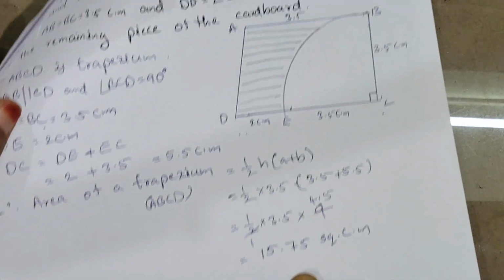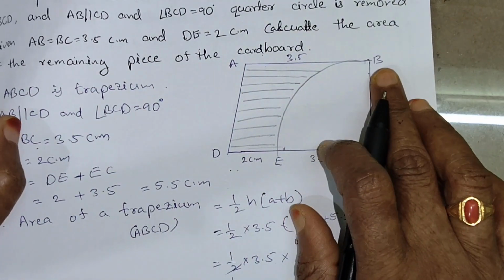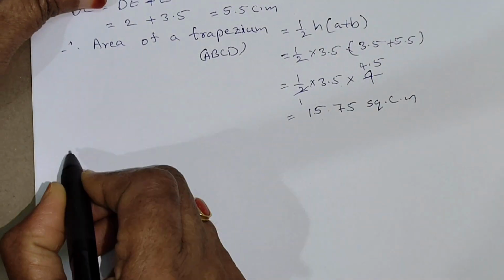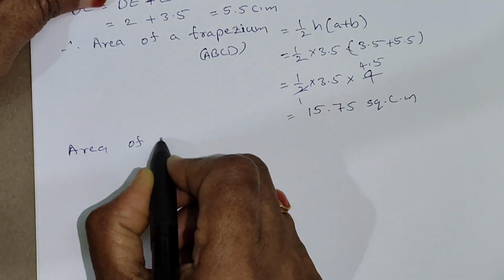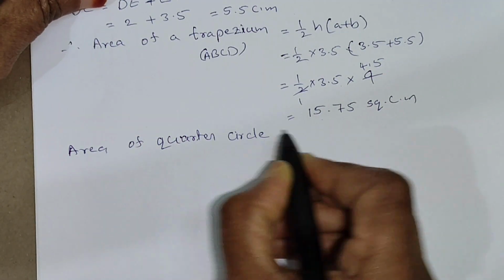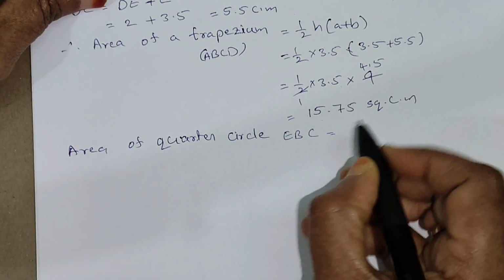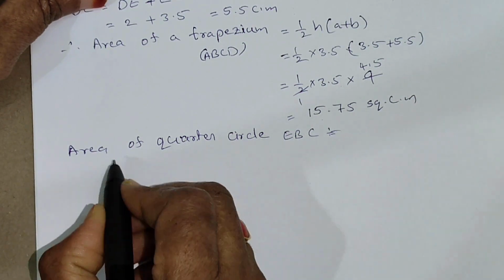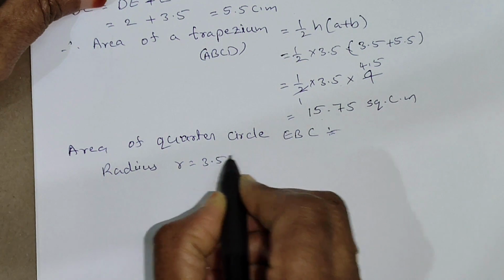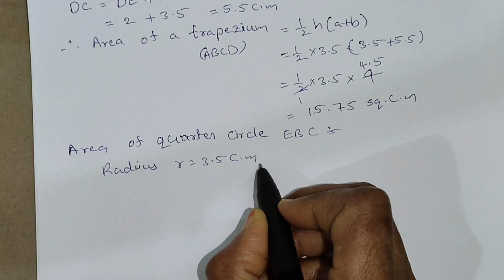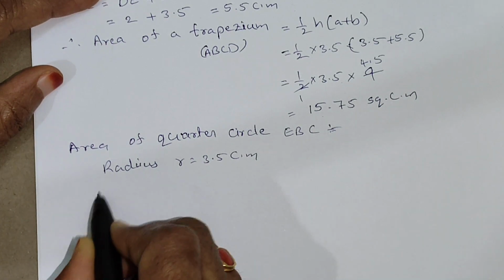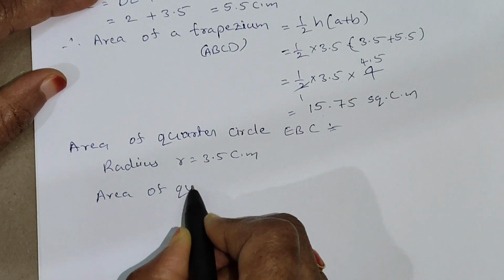So now we find the sector area. This sector is a quarter circle. Area of the quarter circle EBC is equal to, here we find this area. The radius is equal to 3.5 centimeters. Already we know that. So the area of the quarter circle EBC.